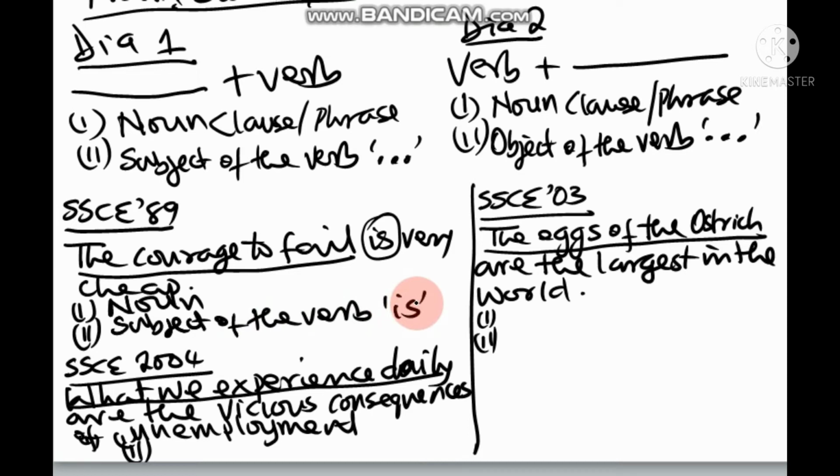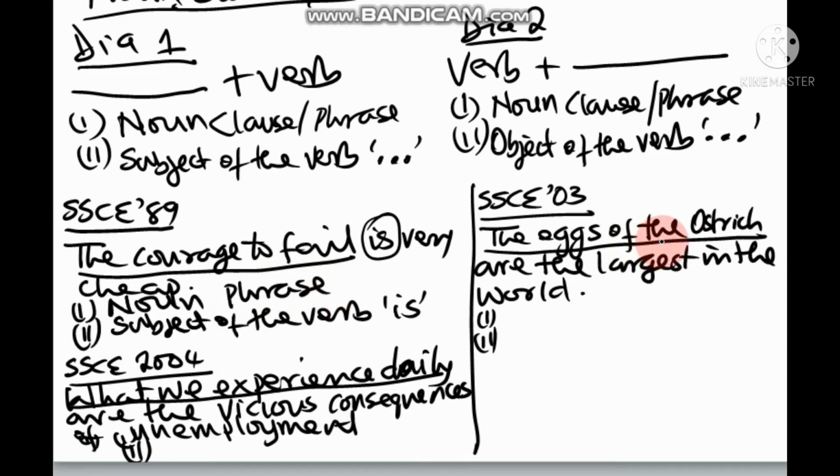Then let us go back to that underlined word. Does it contain a verb? Yes. What is the verb? Fail. But is this fail a finite verb? The answer is no. Why? Because of the word to. Remember, infinitive, to plus verb. So this is what? A phrase. So this is a noun phrase functioning as subject of the verb is.